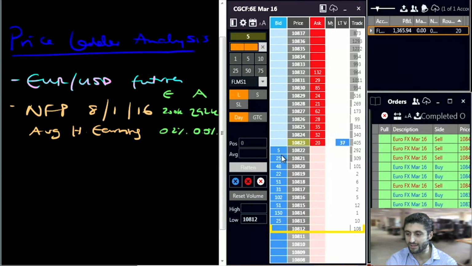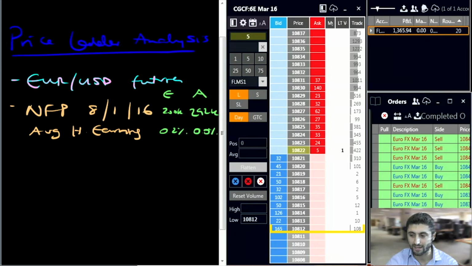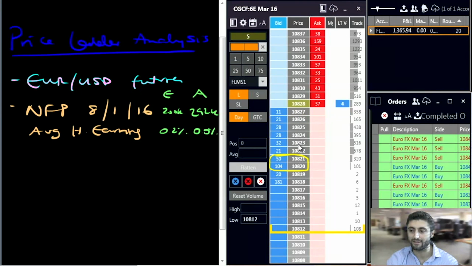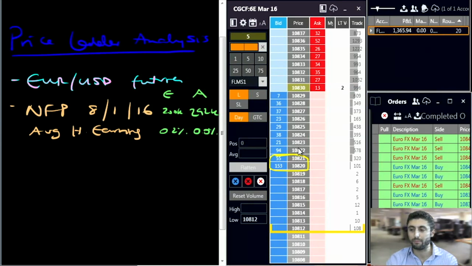Someone's reloading here at 21s. So at the minute, we're getting some absorption, some reloading in this 21-20 area. Notice every time we get down to this level, someone's trying to hit the bid, as we say, and someone's reloading and putting more on the bid, more size, and refreshing the amount of bids that are offered there.